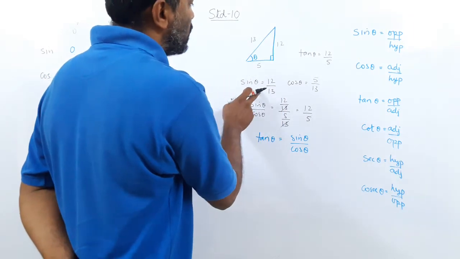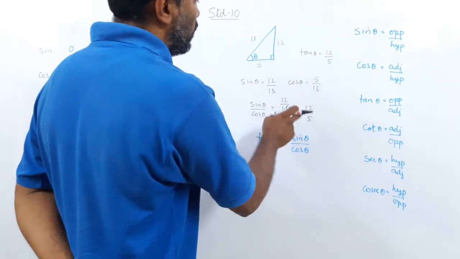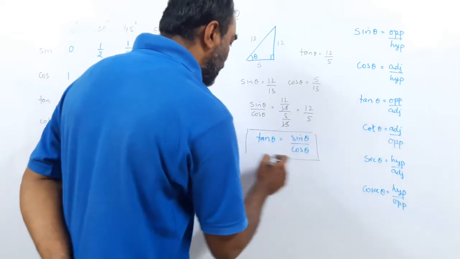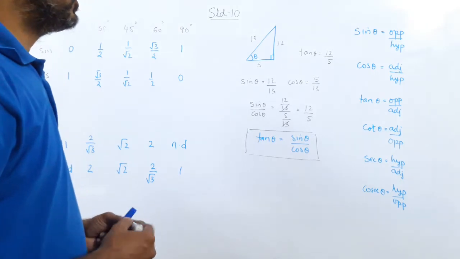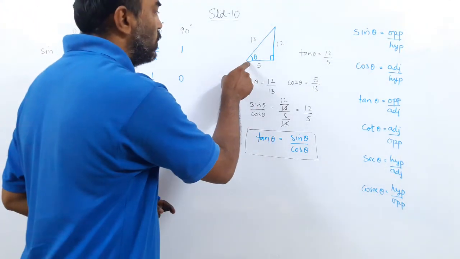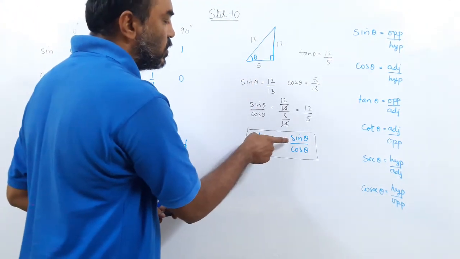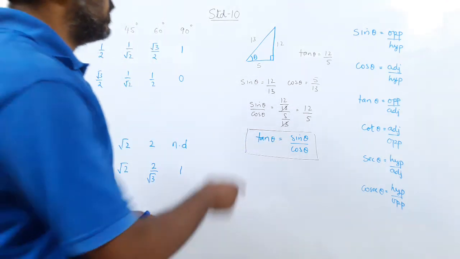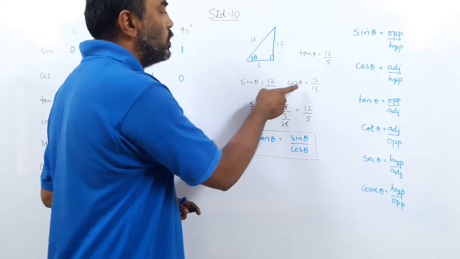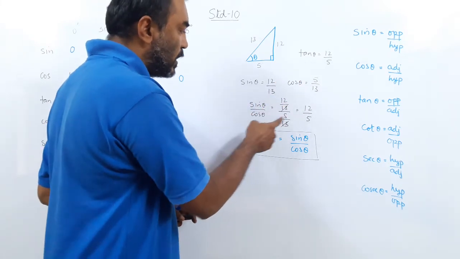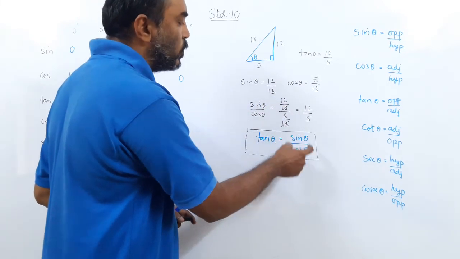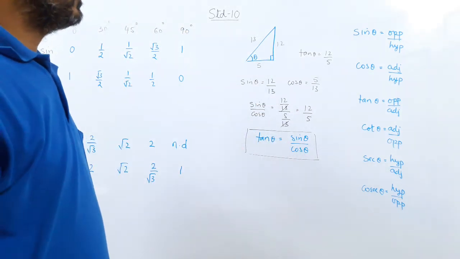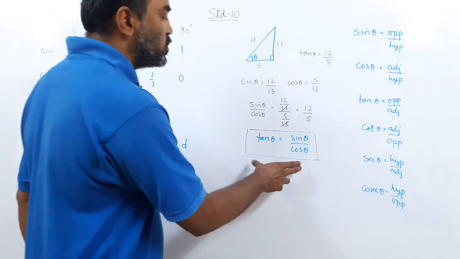Or we first find out sin theta, cos theta, divide and get the same answer. So this is a trigonometric identity which always remains true. The tan of an angle is always the sine of the angle upon cos of the angle. Why? Because sine is opposite upon hypotenuse, cos is adjacent upon hypotenuse, the hypotenuse gets cut off, so what remains is opposite upon adjacent. So this is one identity which we get. What we have learned today is called a quotient identity.